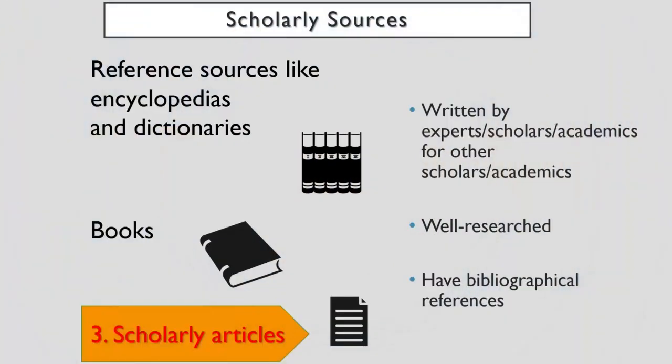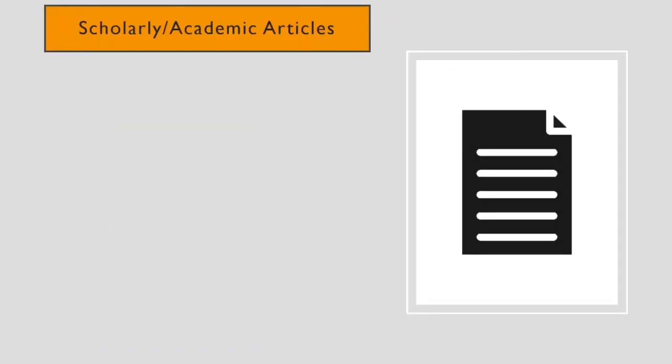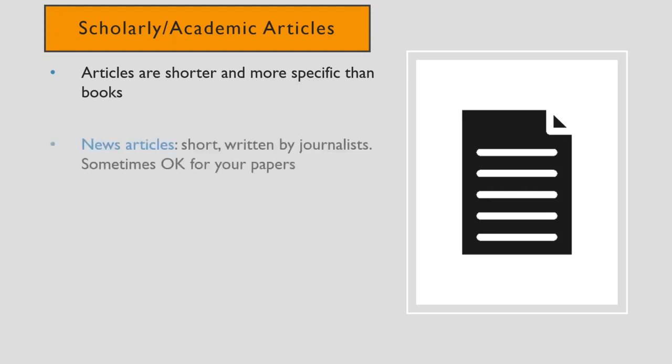So moving on to scholarly, also known as academic articles. Articles are much shorter and more specific than books. It doesn't take as long to publish an article, so the content is usually very current. It takes about 4 or 5 years to publish a book, so the information in books can be a bit older, but articles tend to give you much more current and concise information.